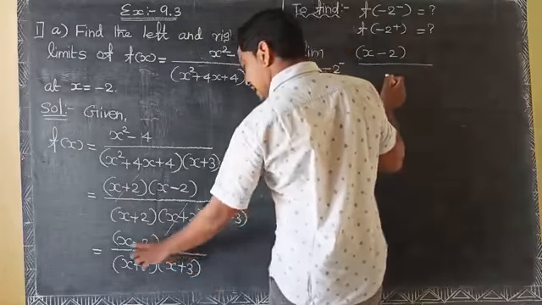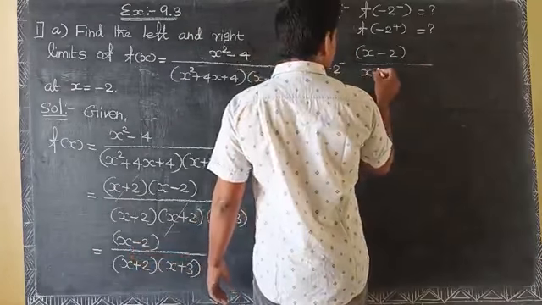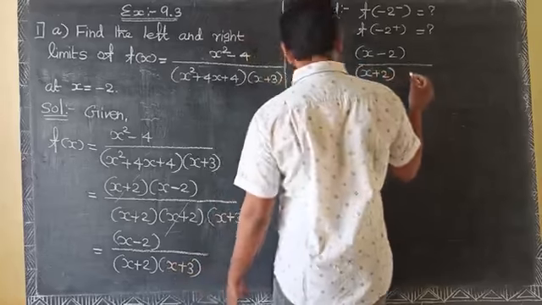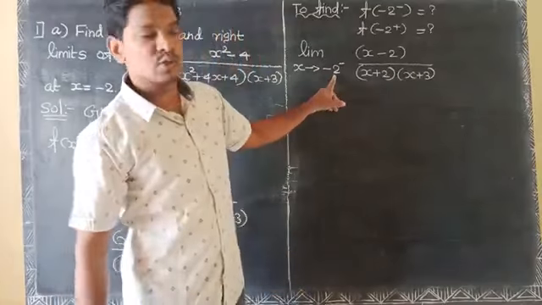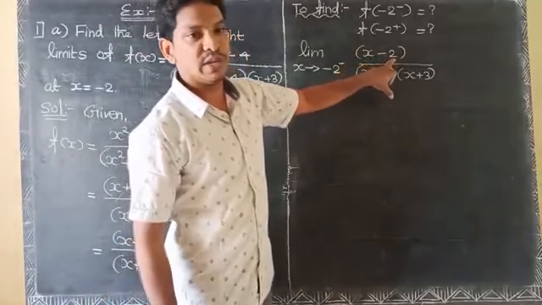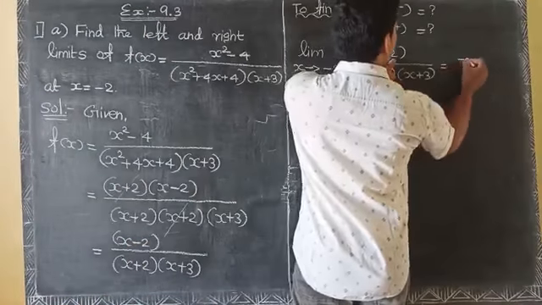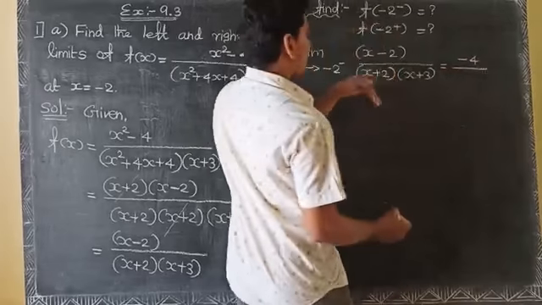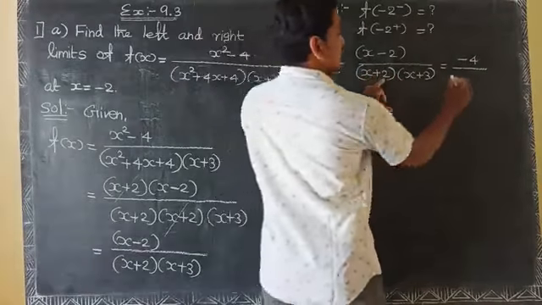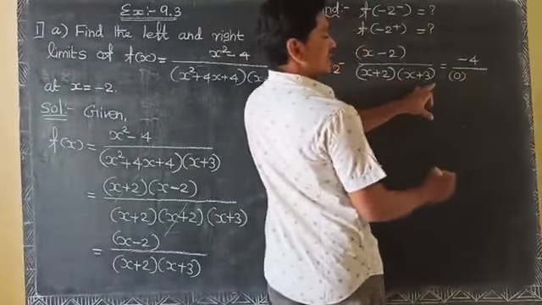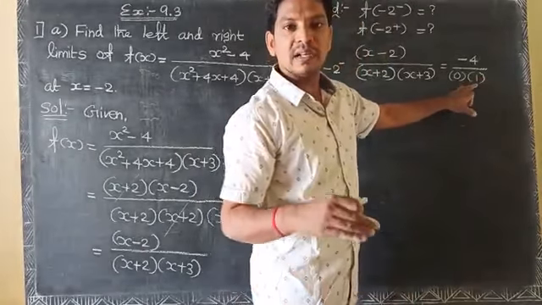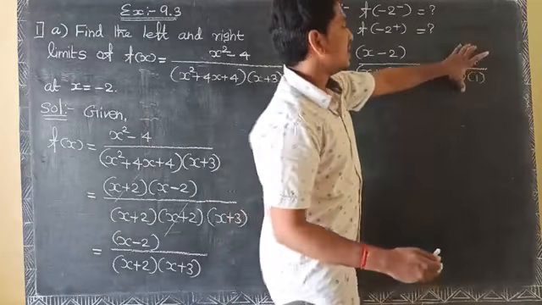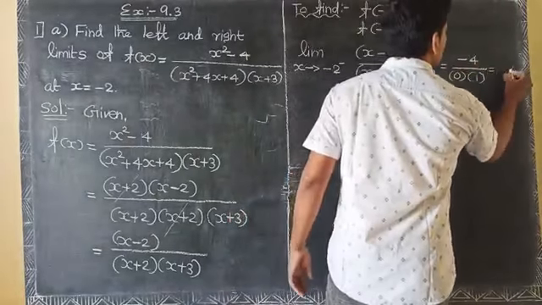divided by (x plus 2) into (x plus 3). Here replace x equal to minus 2 in the function. In the numerator we have minus 4, then the denominator has minus 2 plus 2 which is 0, and minus 2 plus 3 which is 1. So the numerator is nonzero, the denominator is 0, then the result goes to infinity.